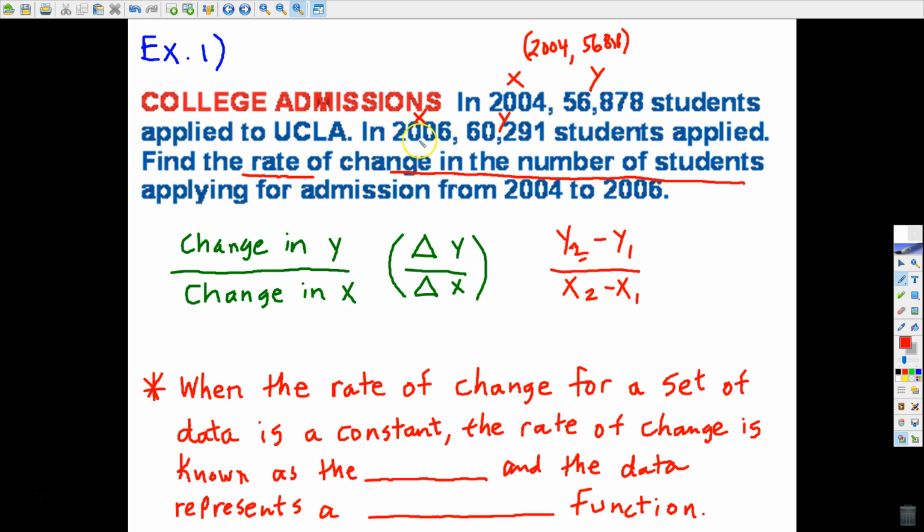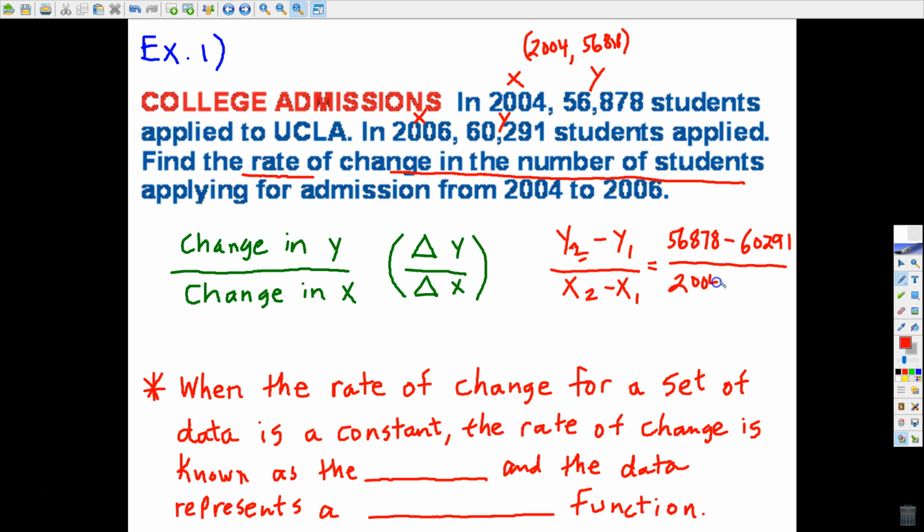And this would be the ordered pair (2006, 60,291). So now we've got our x's and y's straight. We're ready to do the calculation. It doesn't really matter which way you go, I'm going to treat this as y2, 56,878. And I'm going to subtract from that the other y, 60,291. Since I started with this as my y2, then this has to be x2, of course.